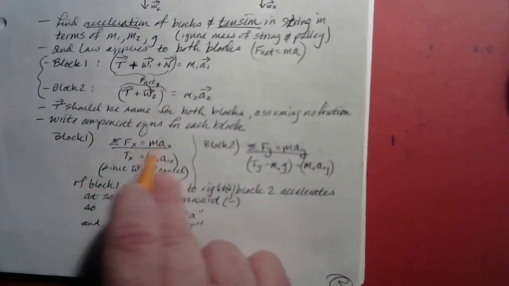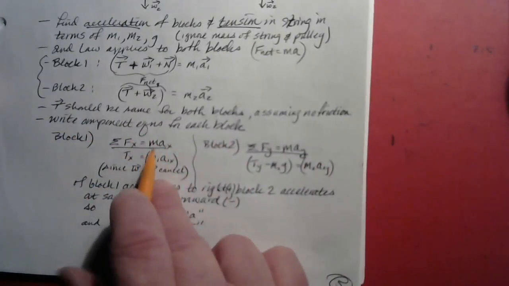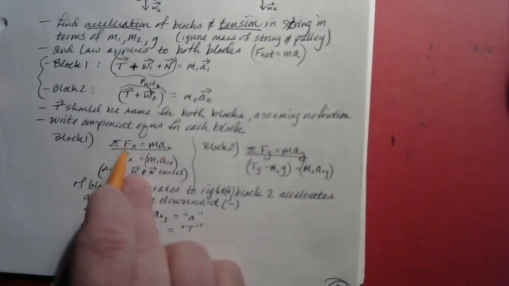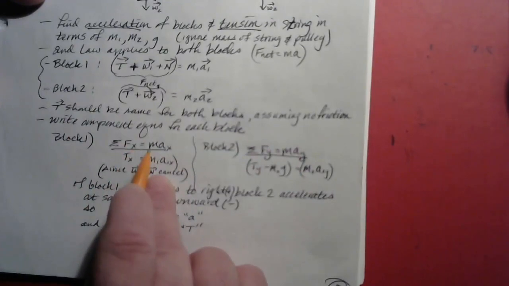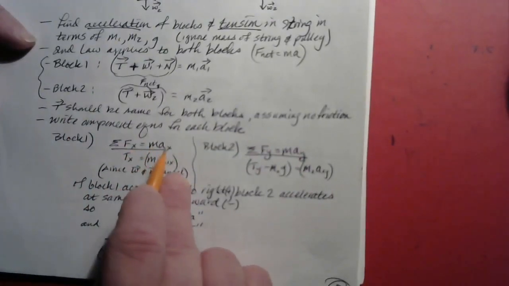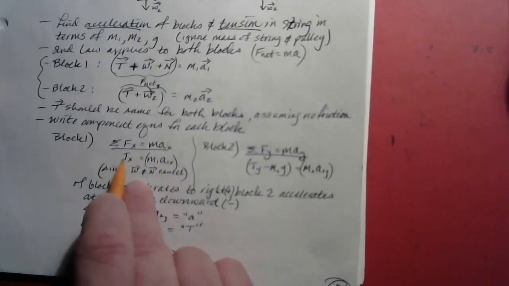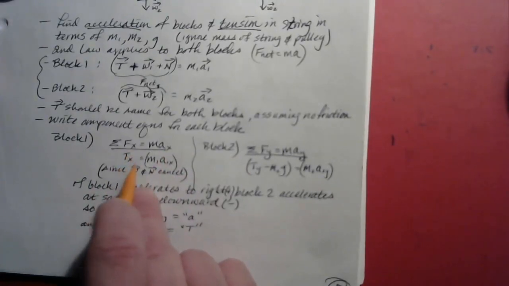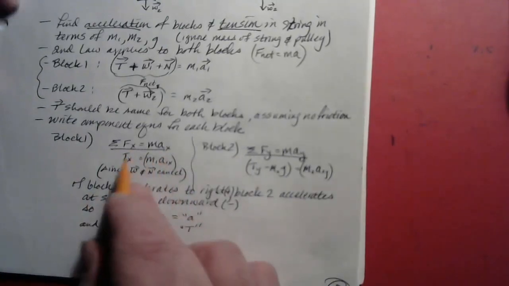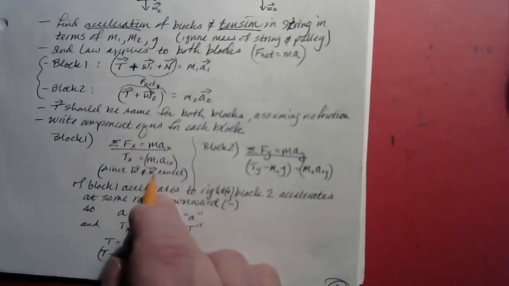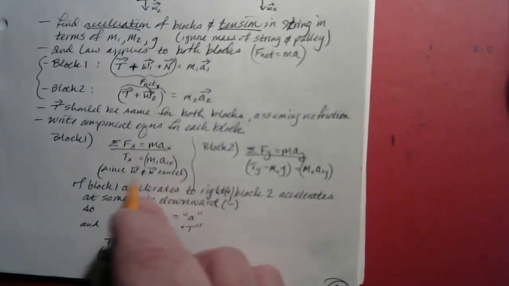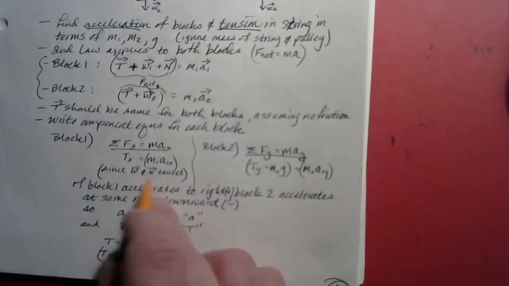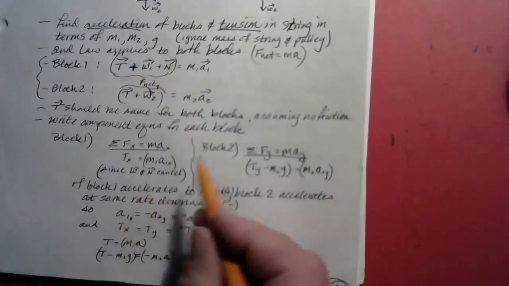For block 1, we're concerned about the x direction because it's sliding horizontally toward the right. The summation of all of the forces in the x direction should be equal to the mass times the acceleration in the x direction. For block 1, that summation would be just the tension in the x direction, because the weight and the normal force cancel each other out. They're in the y direction anyway, so they don't really enter into anything here.